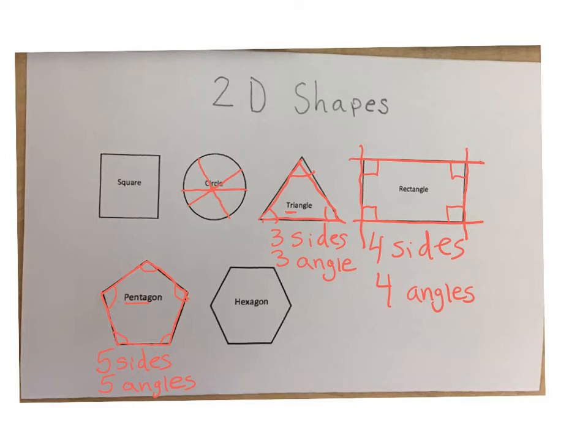And then finally, we have the hexagon. Our prefix hexa means 6, so we're going to have 6 sides, and then 1, 2, 3, 4, 5, 6 angles. So that is a quick review of our two-dimensional shapes. We've got the circle, rectangle, square, triangle, pentagon, and hexagon.